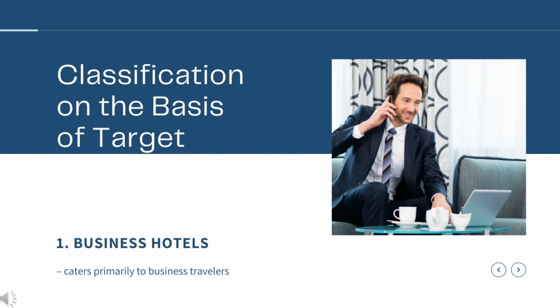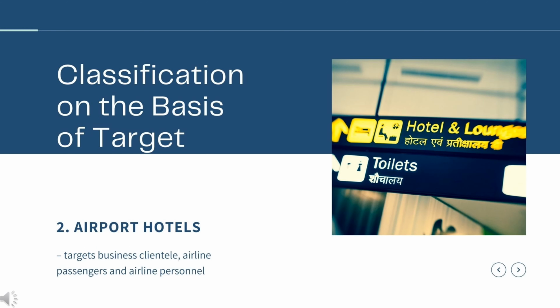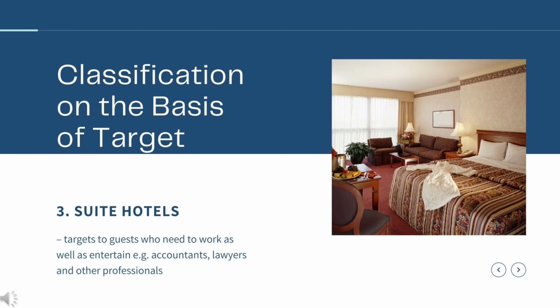Let's talk about classification on the basis of target. Number one is business hotels. These hotels cater primarily to business travelers. Number two, airport hotels target business clientele, airline passengers, and airline personnel. Number three, suite hotels target the guests who need to work as well as entertain, for example, accountants, lawyers, and other professionals.